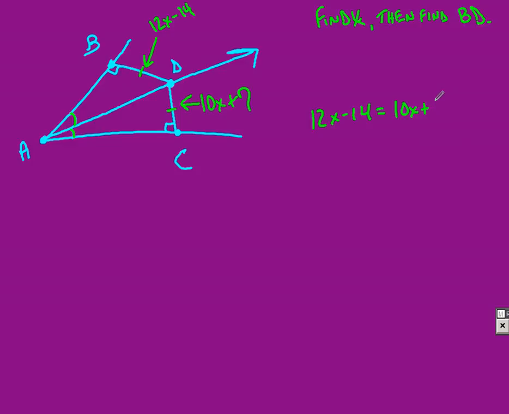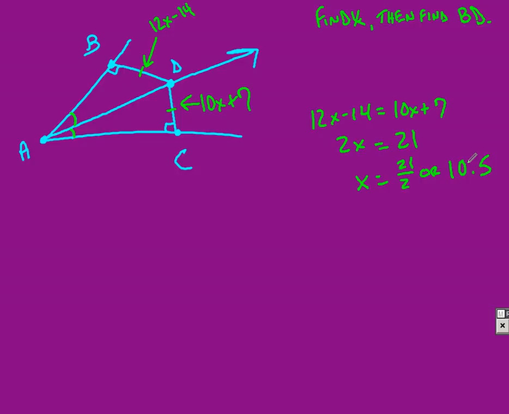So, 10x plus 7 equals 12x minus 14. I'm going to end up with 2x on the left. Adding 14 will give me 21 on the right. So x will equal 21 halves, or that would be the same as 10.5.